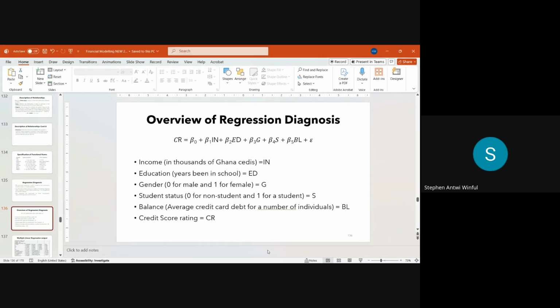All right. So let me summarize the example there. That model was trying to find out whether income, education, gender, student status, and the balance on a person's credit card are able to predict a person's credit score rating. Credit score rating, like we see the national ones, determines the default level of an individual when it comes to borrowing. Is that okay? So it's not common in Ghana, but elsewhere, individuals are given credit scores.